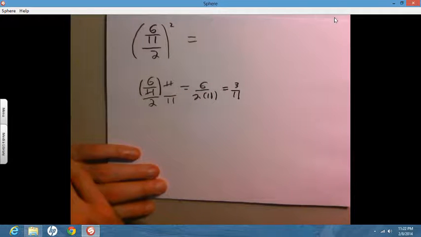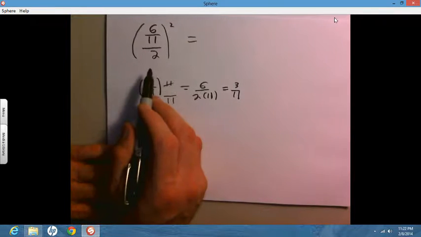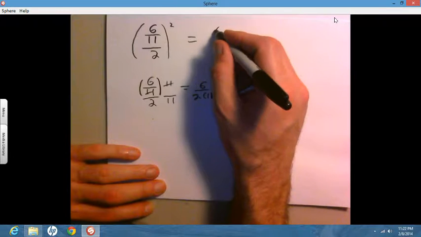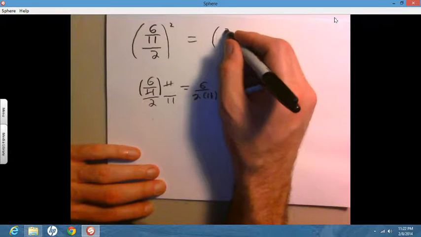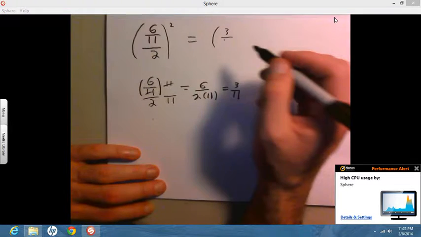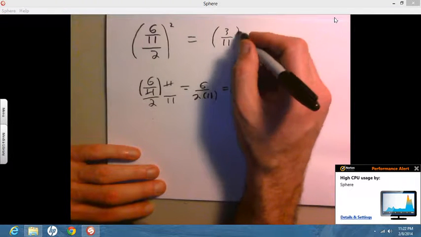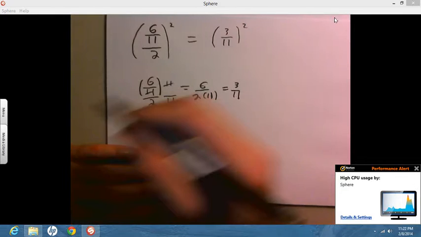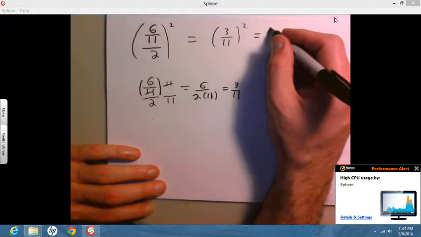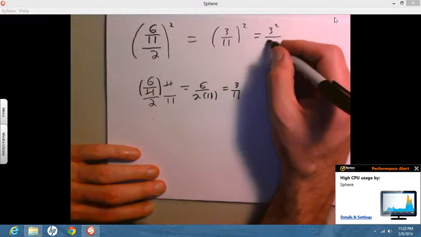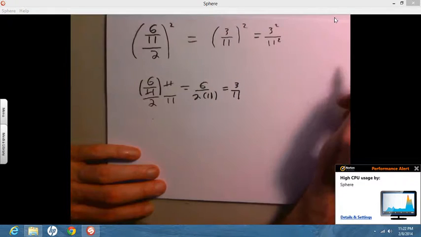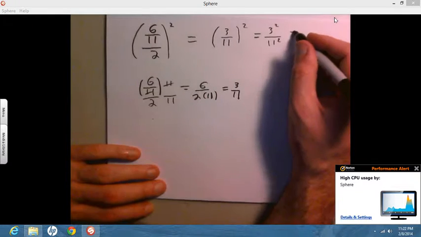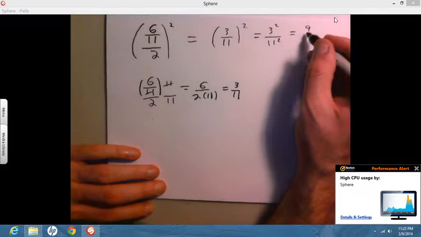Now, if I do that, then that makes this top problem a lot easier, because 6 over 11 over 2, squared, is the same as 3 divided by 11, squared, which is equal to 3 squared divided by 11 squared, which is equal to 9 divided by 121.